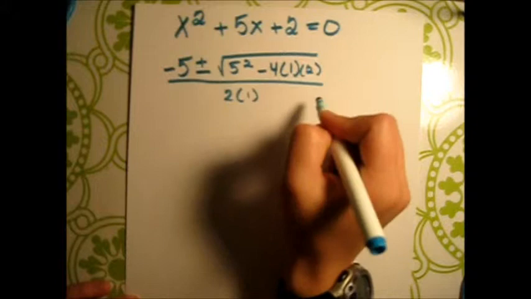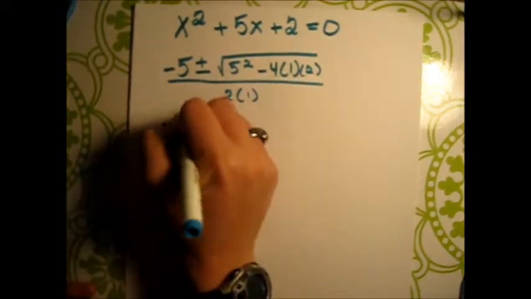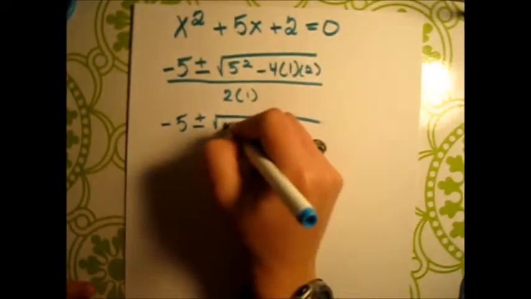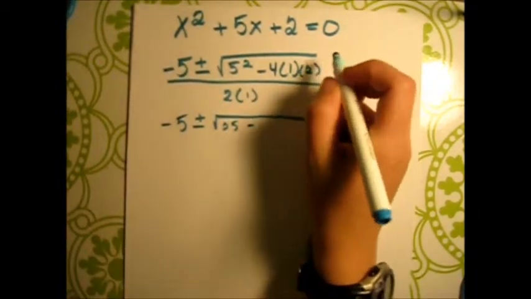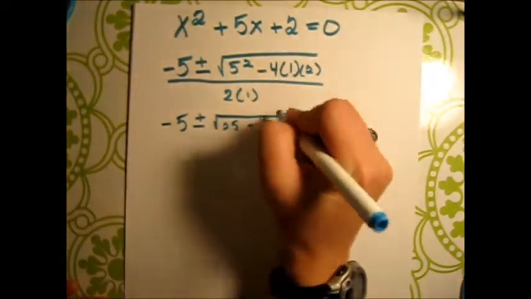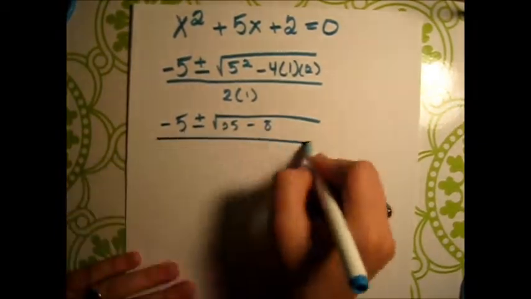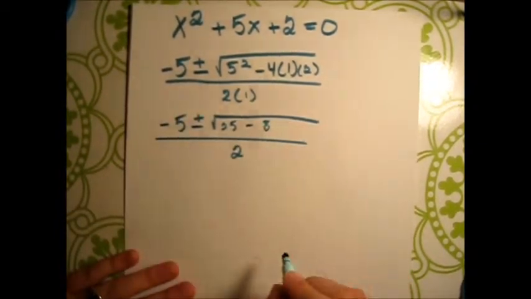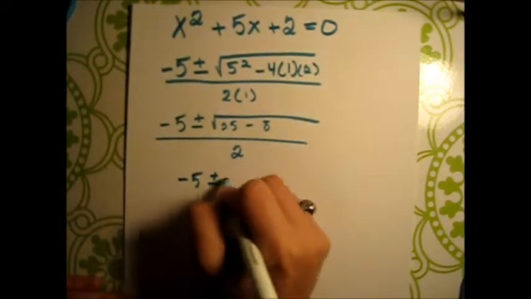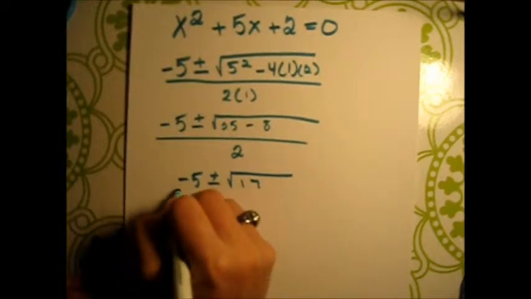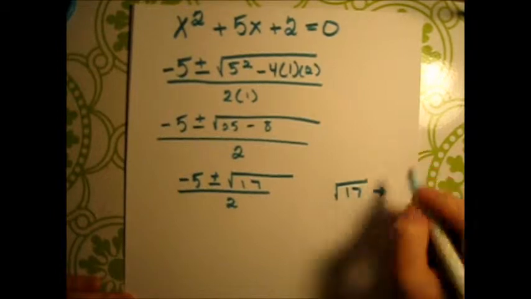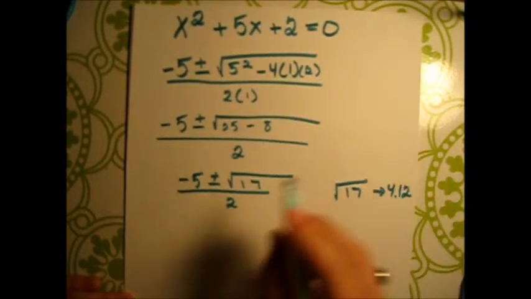So then we're going to do what is under the radical. So you got negative 5 plus or minus the square root. 5 squared is 25 minus, let's see, negative 4 times 1 is negative 4, times 2 is negative 8, so 25 minus 8, and 2 times 1 is 2. So we're going to simplify that, and then it's going to become negative 5 plus or minus the square root of 17 all over 2. We're going to come over here. Square root of 17 for this case is going to be 4.12.